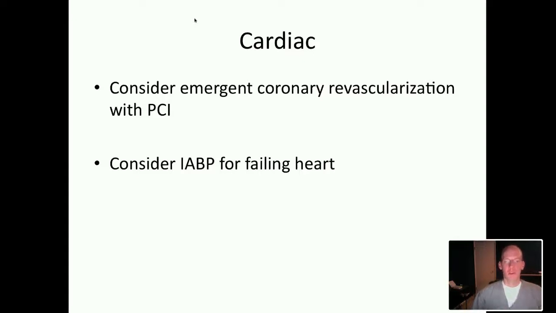You're going to consider emergent coronary revascularization with percutaneous interventions in the cath lab for any VFib arrest, especially any out-of-hospital VFib arrest, but consider for anyone who has EKG findings or a strong clinical history of myocardial infarction. You can consider an aortic balloon pump for a failing heart. So if the contractility is still poor and the patient's hypotensive, consider placing an intra-aortic balloon pump. Once again, either your cardiac surgeons or your cardiology colleagues will assist you in placement of the balloon pump.